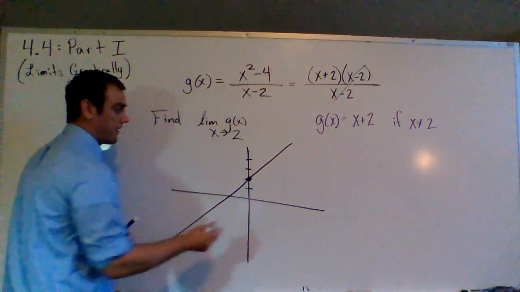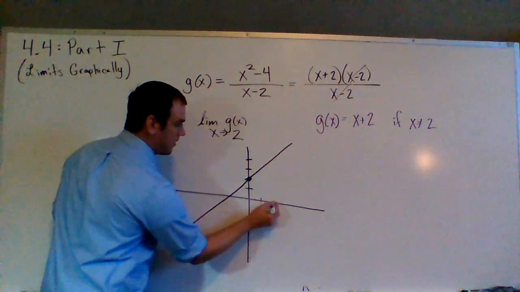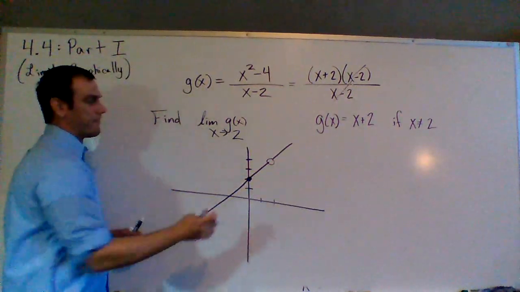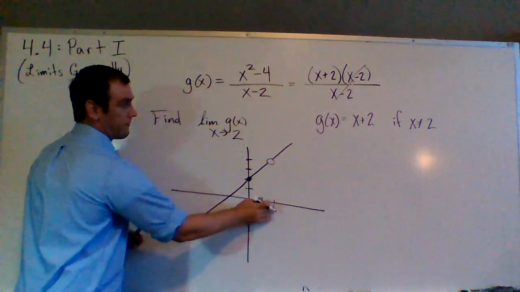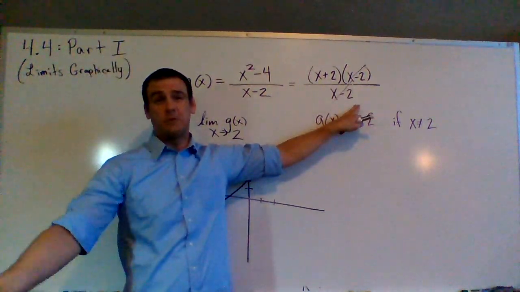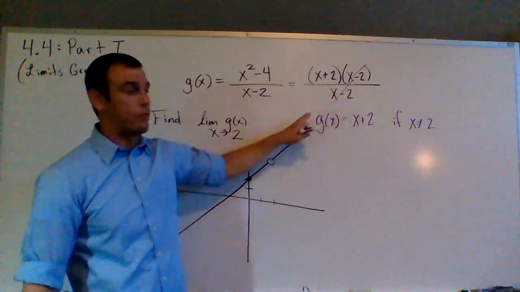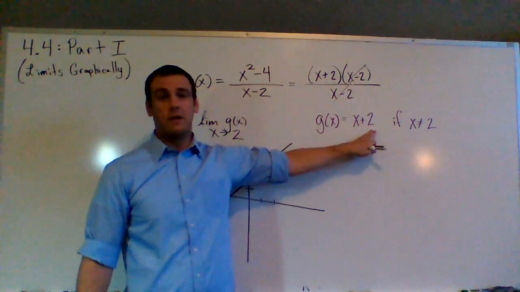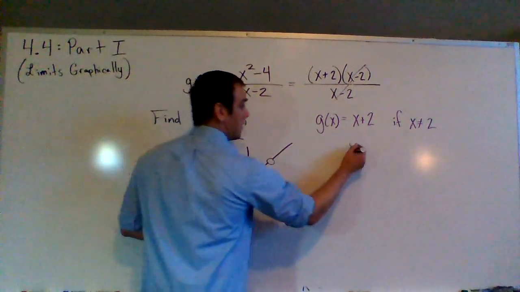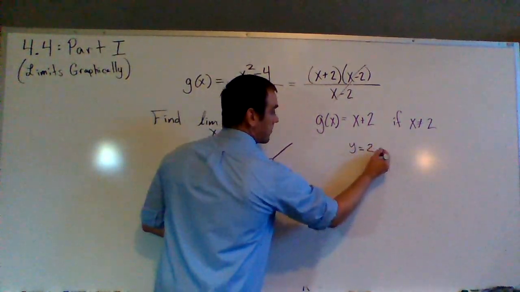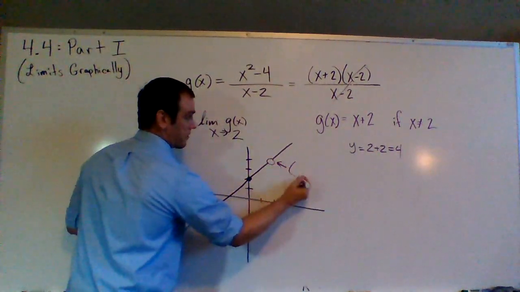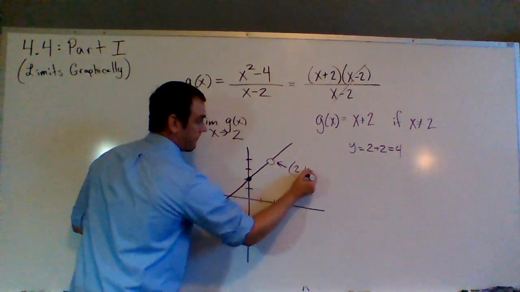However, I do have a hole in my graph at 2. Okay, remember to find the y value of that, we plug that x value that canceled. Okay, so x equals 2 is my point discontinuity. Plug that into what remains now. X plus 2. So 2 plus 2 makes 4. Okay, so my point discontinuity here is going to be at 2 comma 4.